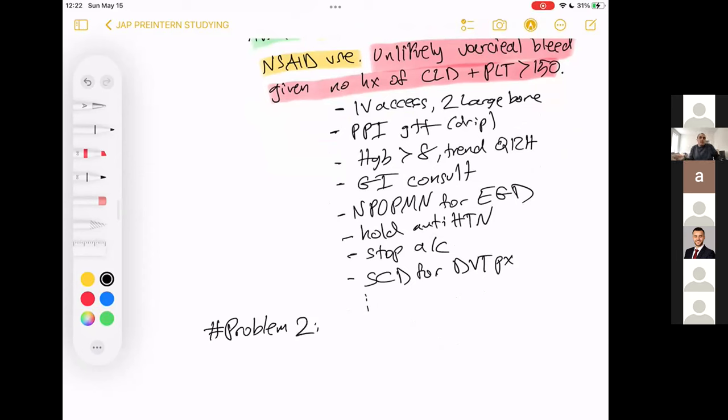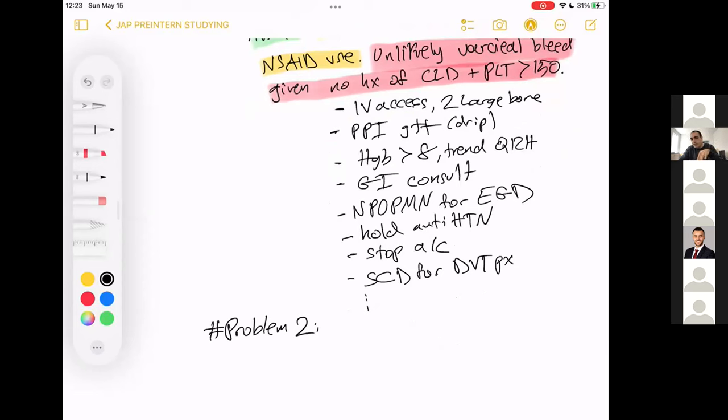Problem two might be, maybe at the same time, the patient has pneumonia. So the question is, how do you know which problem is number one? Usually problem number one is the problem that brought the patient to the hospital in the first place, what they were admitted for. Also, problem number one is the problem that's keeping the patient in the hospital.